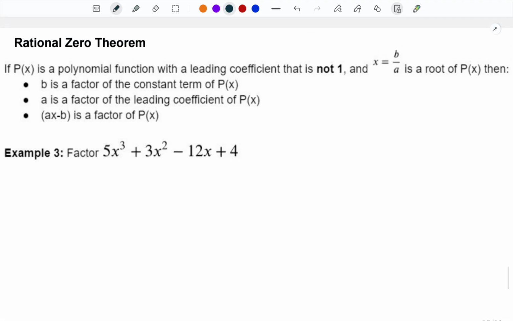Okay. The rational zero theorem. Okay, so it's a big name, but really it's just an extension of the factor theorem. In those previous examples, what you'll have seen is we never had anything in front of the lead term. So what happens if we do have a lead coefficient?